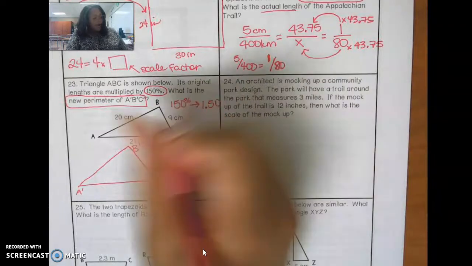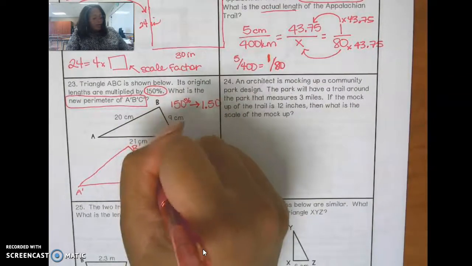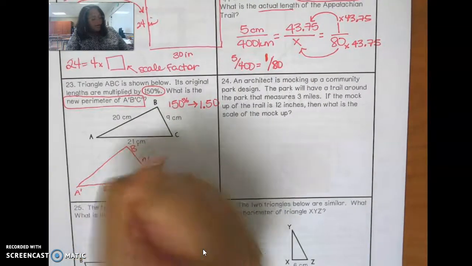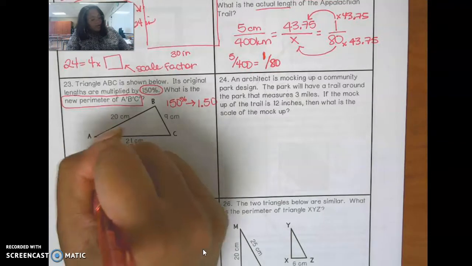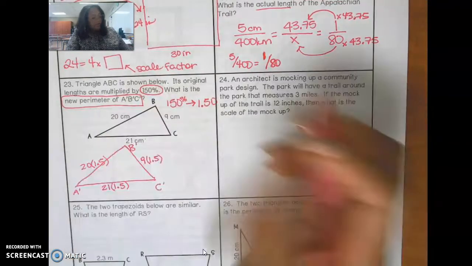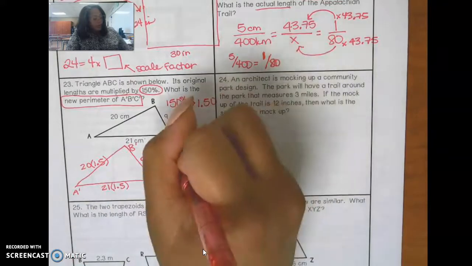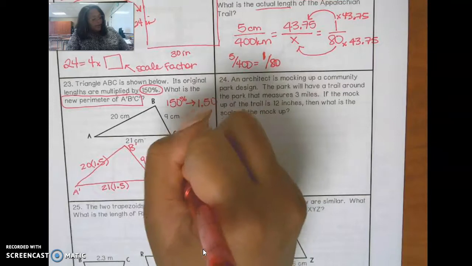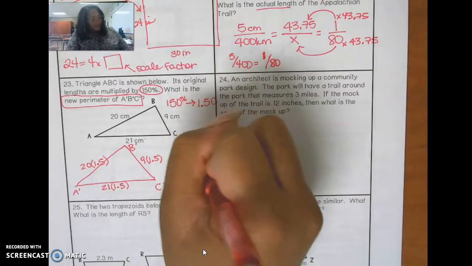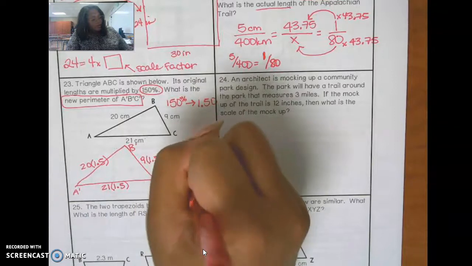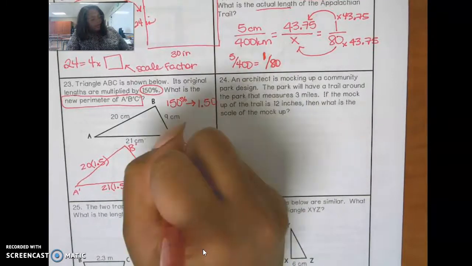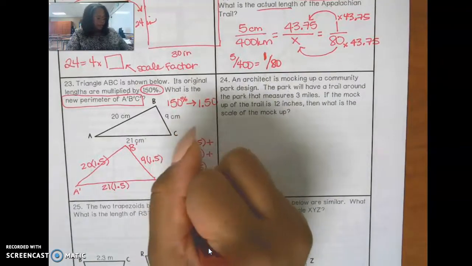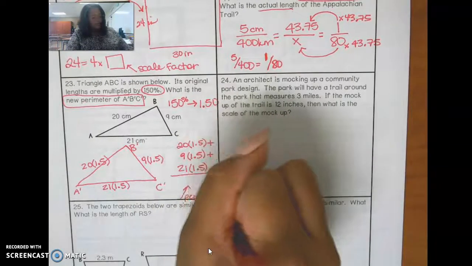And then I need 9, so this is 9 times 1.5. This is 21 times 1.5. And this is 20 times 1.5. So 20 times 1.5 plus 9 times 1.5 plus 21 times 1.5 would give me my perimeter.